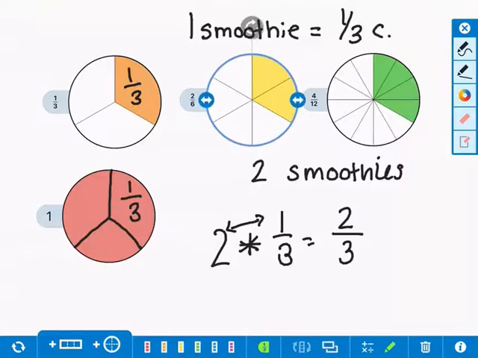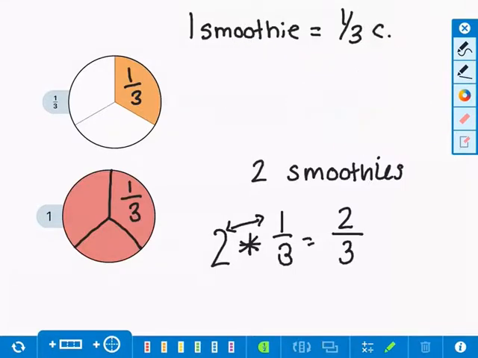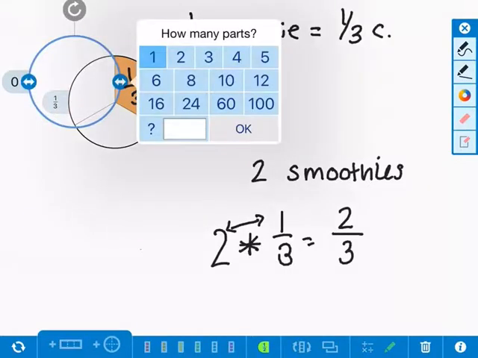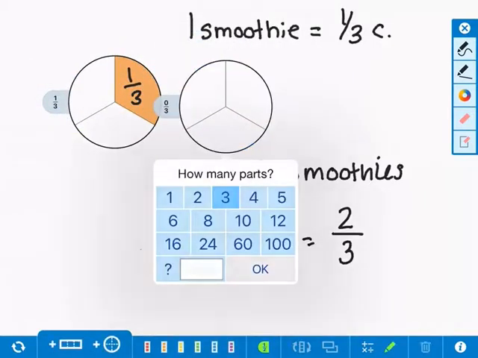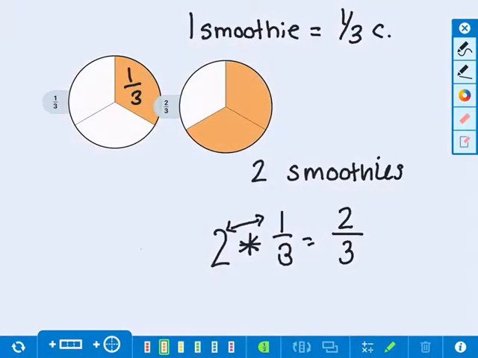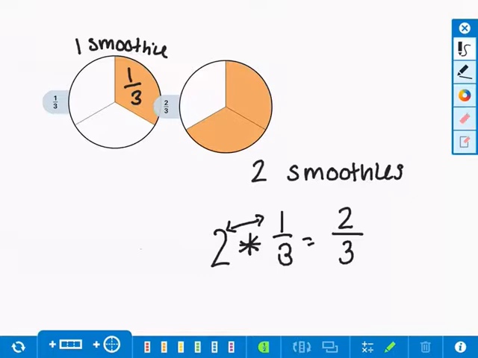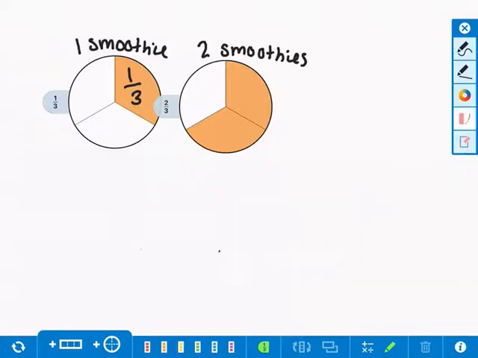So let me get rid of some of these so we don't keep getting confused. So 2/3 would look like this. So this is for 1 smoothie. 2/3 would be for 2 smoothies. What if she needed to make 5 smoothies? What would you do? You would do this the exact same way.